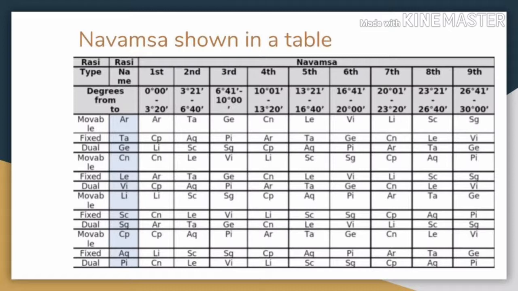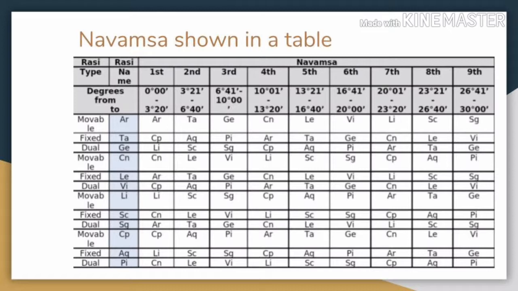So now when you are starting with Aries, the first part you name as Aries. Second part you name as Taurus, and so on. You count 9 parts. So the last part will be Sagittarius, that is from 26 degrees 41 to 30 degrees.